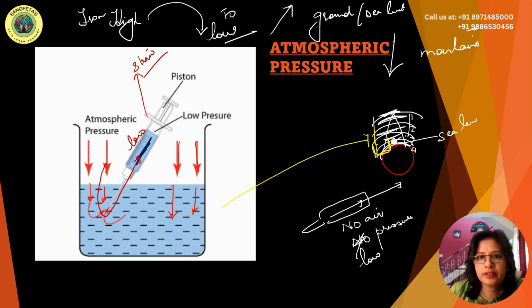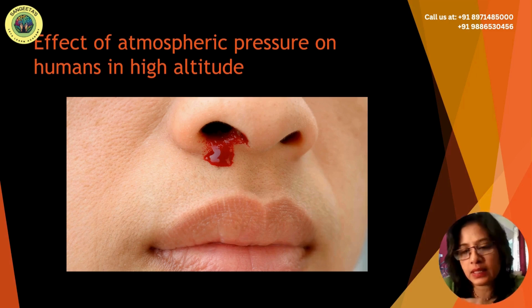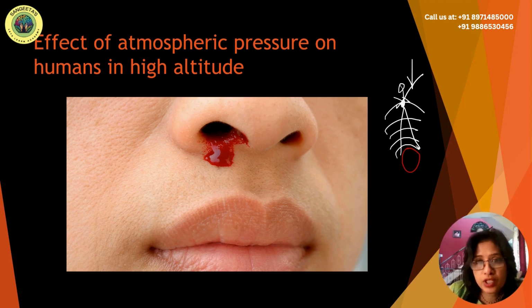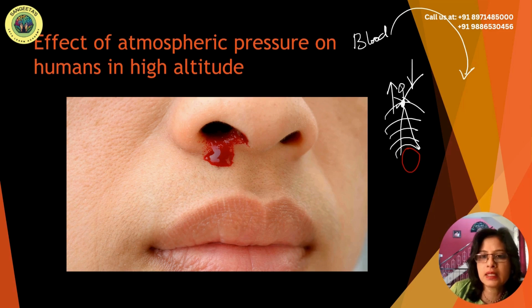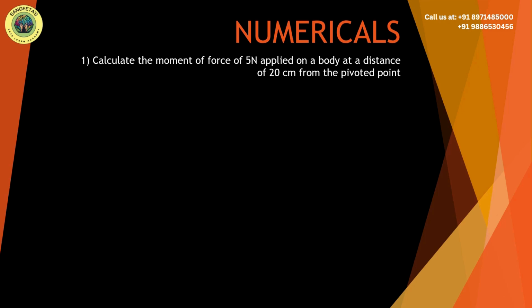Now the effect of atmospheric pressure on humans at high altitude. We already said in the last slide that air has different layers, and when you're in the mountain, you have less air. So atmospheric pressure is very low in the mountain. Pressure always has a tendency to go from high to low. So what is high? Your blood pressure is high. So blood will flow from high and come towards the low region. Hence the blood comes out of the nose, to equalize the pressure. Now we have the calculations. We'll do the numericals now.